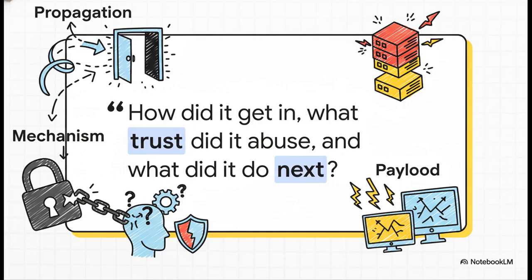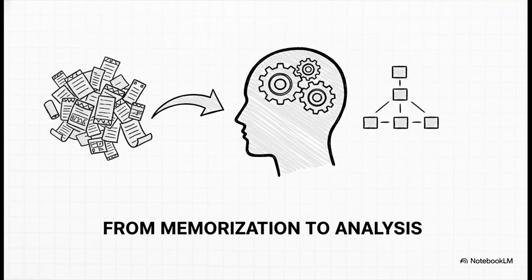This one question perfectly maps to our entire framework. How did it get in? That's your propagation. What trust did it abuse? That's the mechanism. Was it a software bug or a person's gullibility? And what did it do next? That, my friends, is the payload. By asking this one question, you stop being someone who's just trying to remember a list of definitions, and you start deconstructing the problem. You start thinking like a security analyst, and that is exactly how you're going to get the right answer on your exam. You got this.